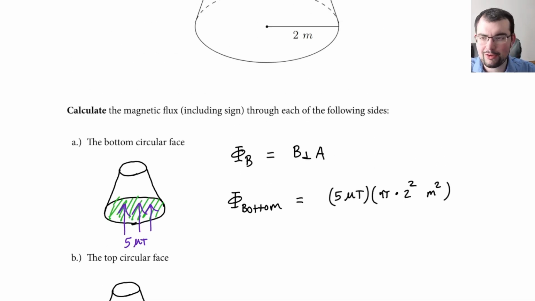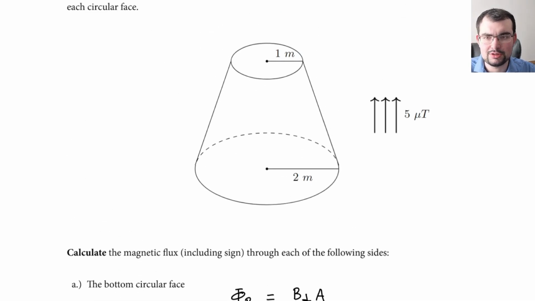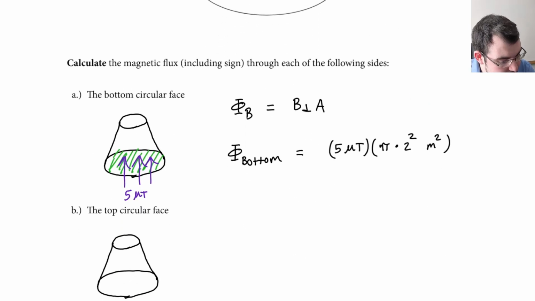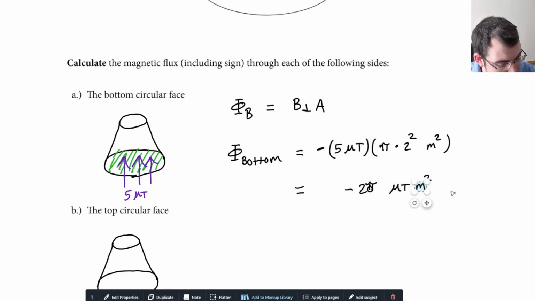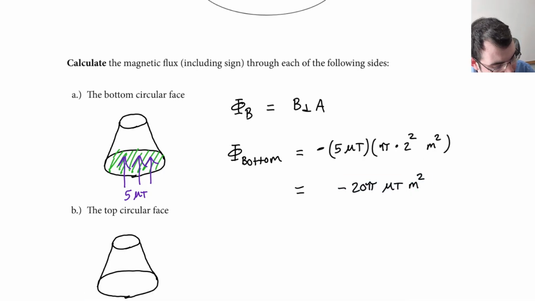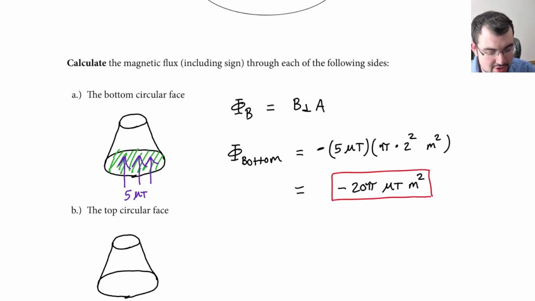And also we have to account for the fact that this is an inward flux or a sink. So since they're going in, we'll also tack on a minus sign. And I'm not going to compute the actual decimal here because it'll help us later. 2 squared is 4. 4 times 5 is 20. So we get negative 20 pi microtesla meters squared. So we have that amount of flux that enters the bottom.